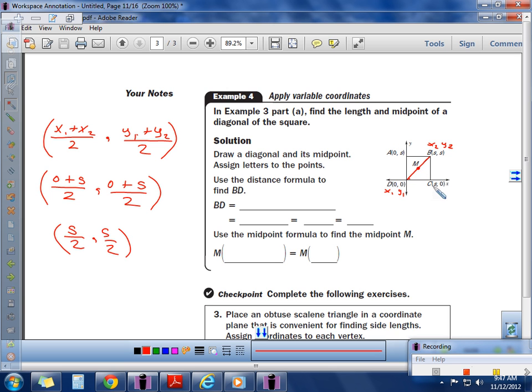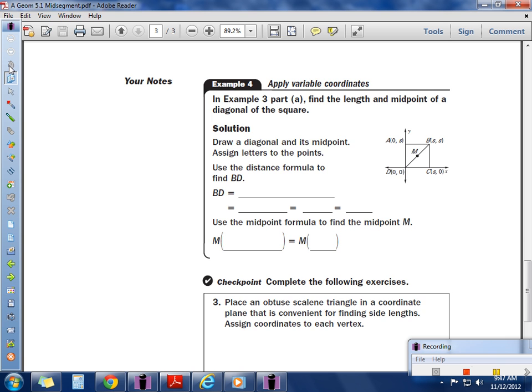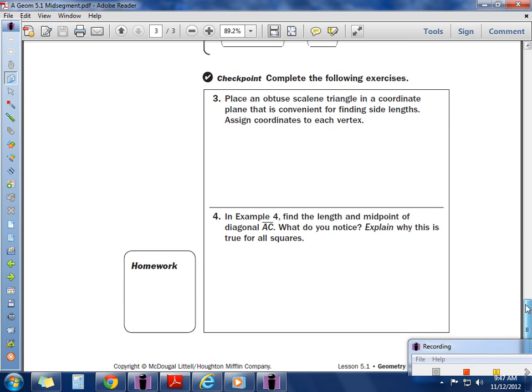I didn't pick these ones, they picked these ones, just to represent any case. That's why they chose a variable. That way you can plug in any number and make it work. Go ahead and try out these checkpoints. I'll give you a little bit of time to read these two.